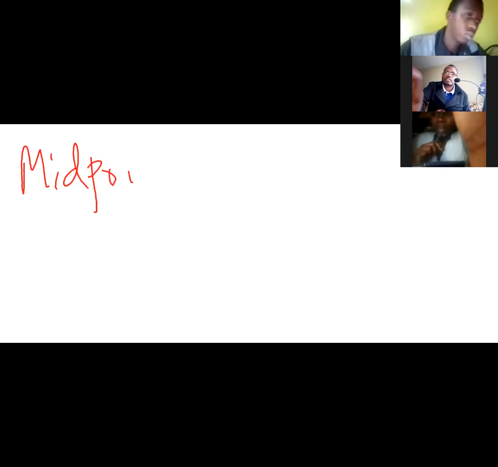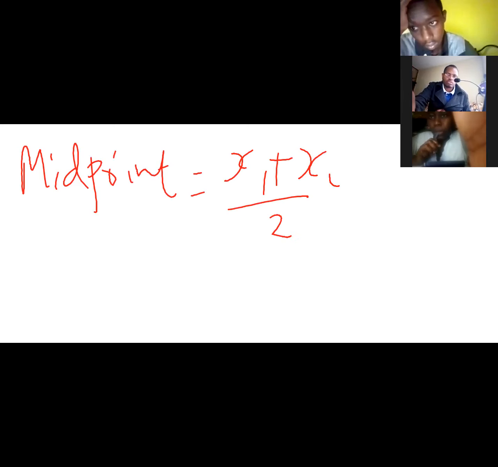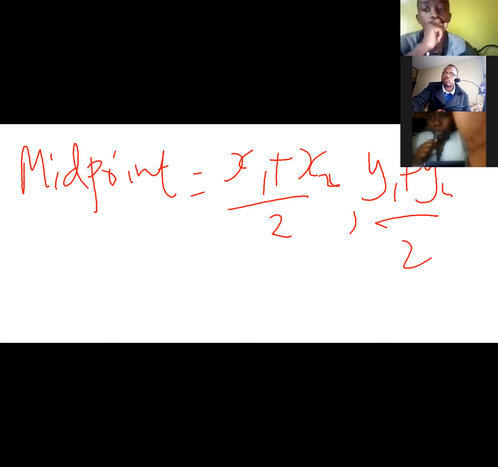The formula is as follows. This is the formula. Midpoint is equal to x1 plus x2 over 2, comma, then we have y1 plus y2 all over 2, then bracket, like that.